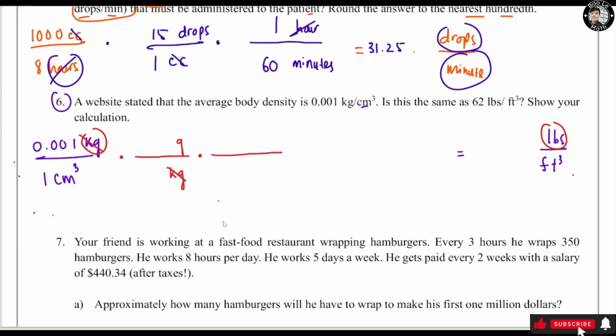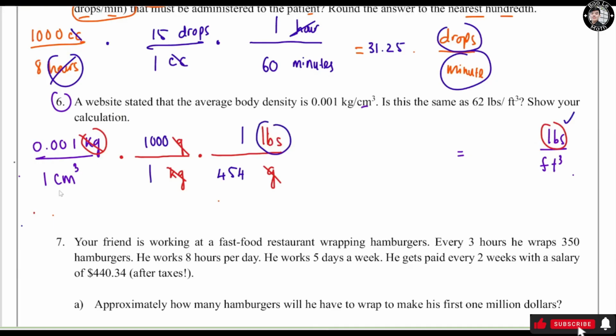This cancels out, right? Now we have grams right here, so this cancels out. We put pounds right here. Now we know that 1 kilogram is 1,000 grams, and 1 pound is 454 grams. So we have pounds left, which is good.